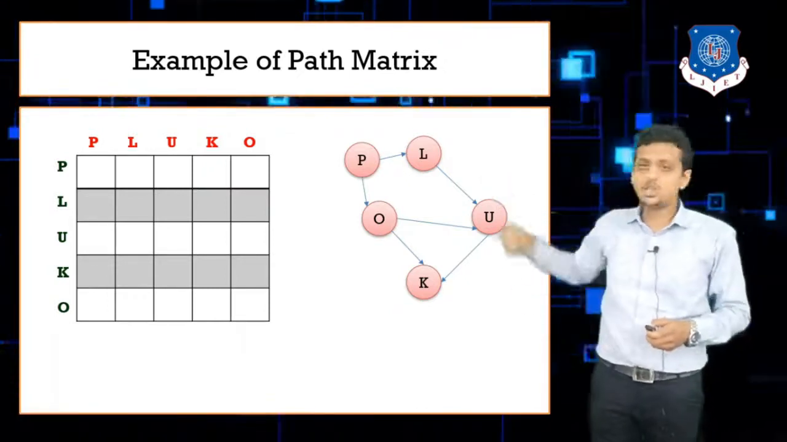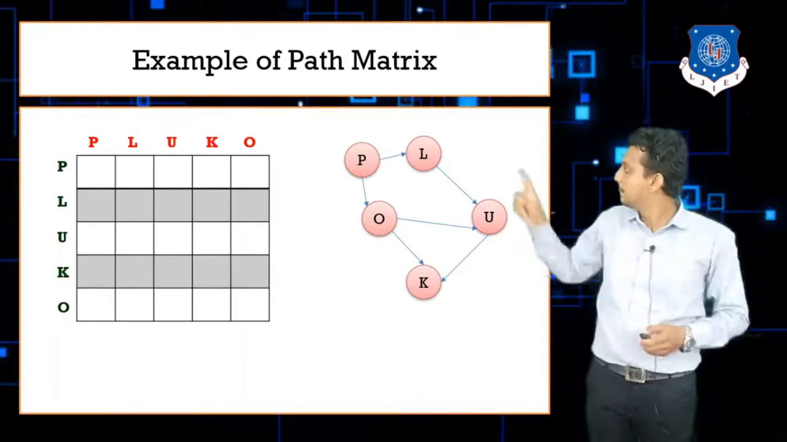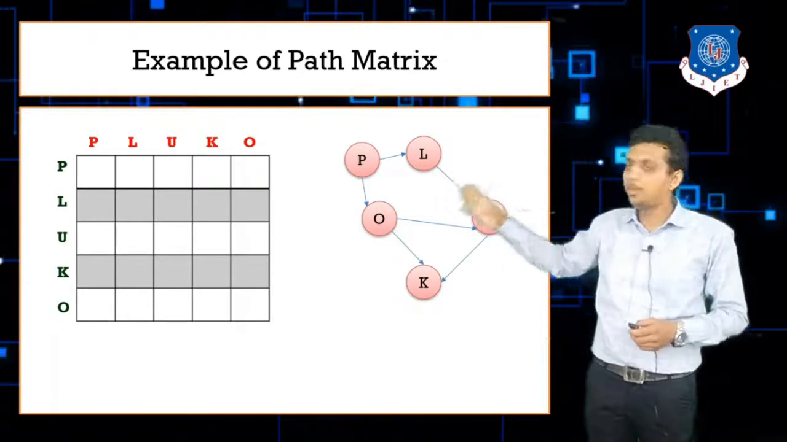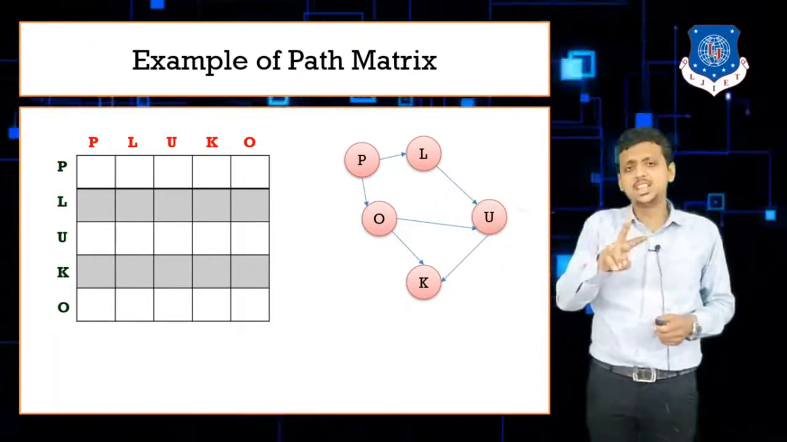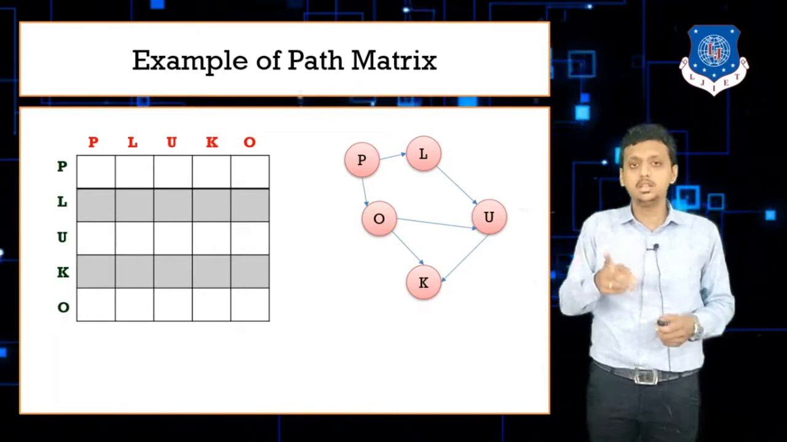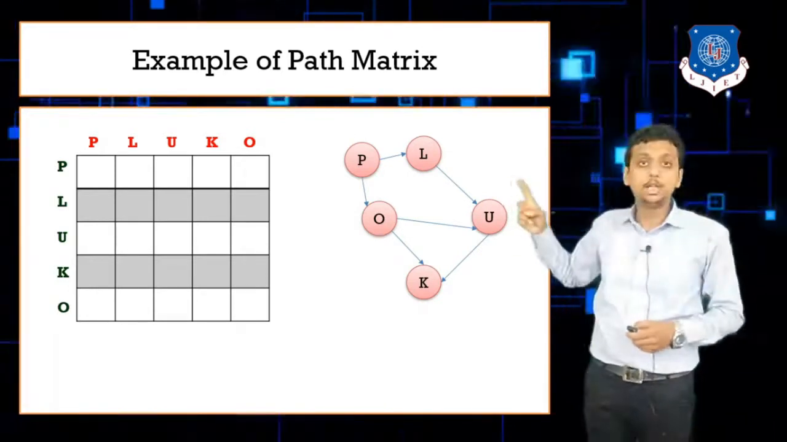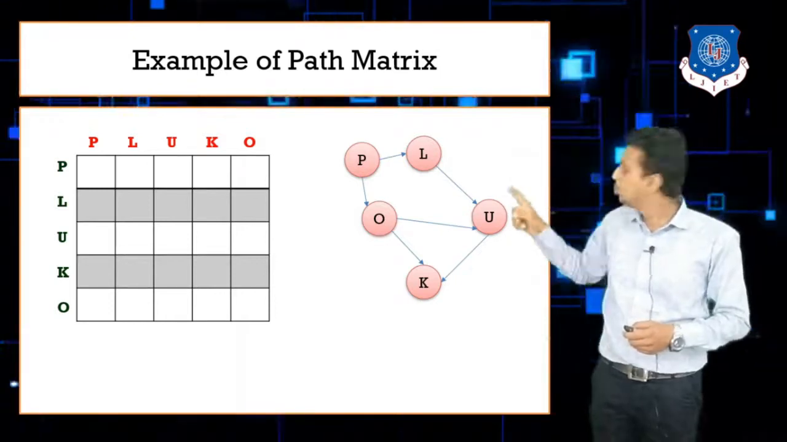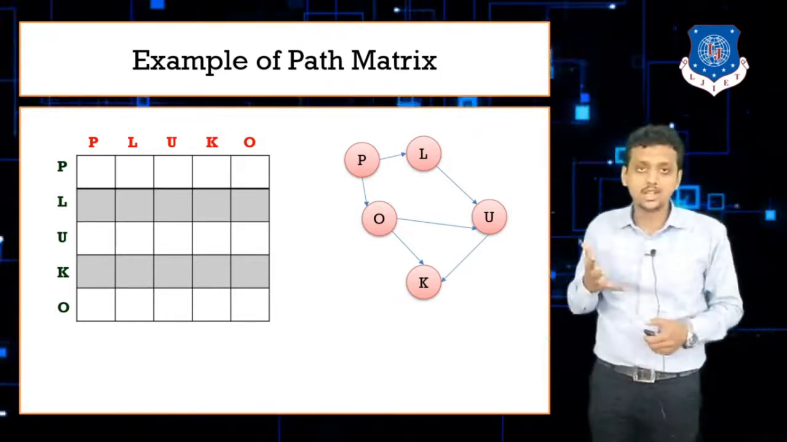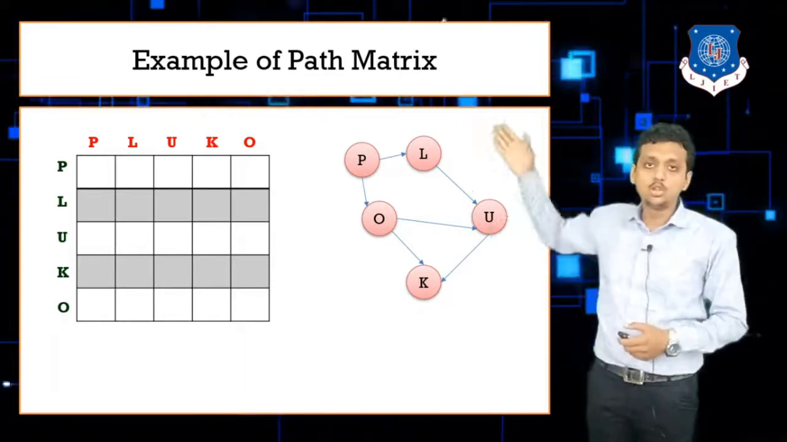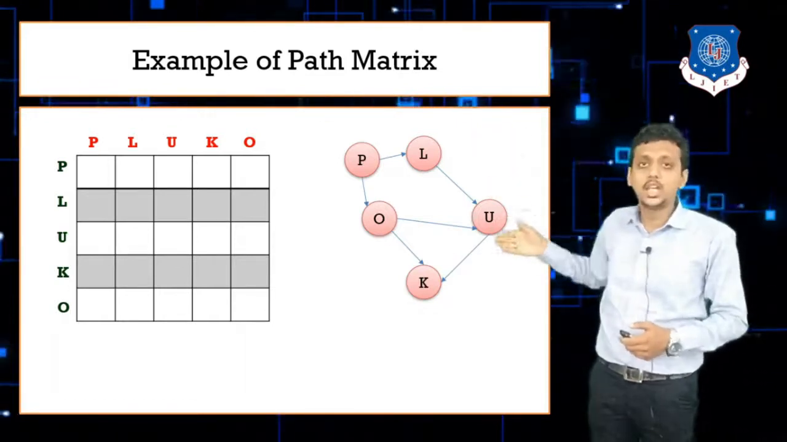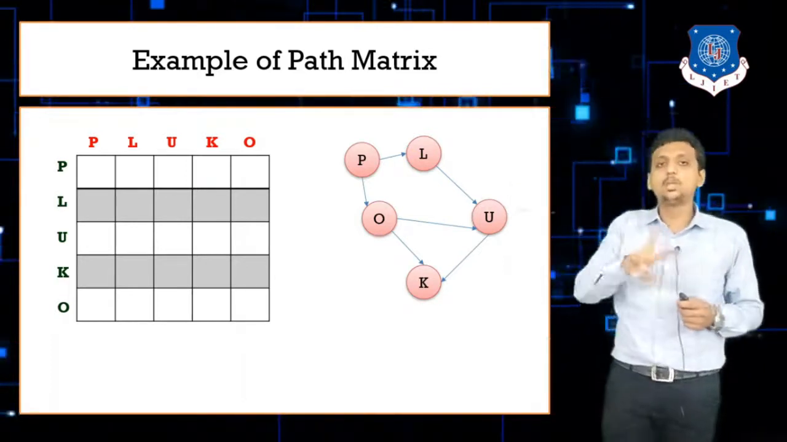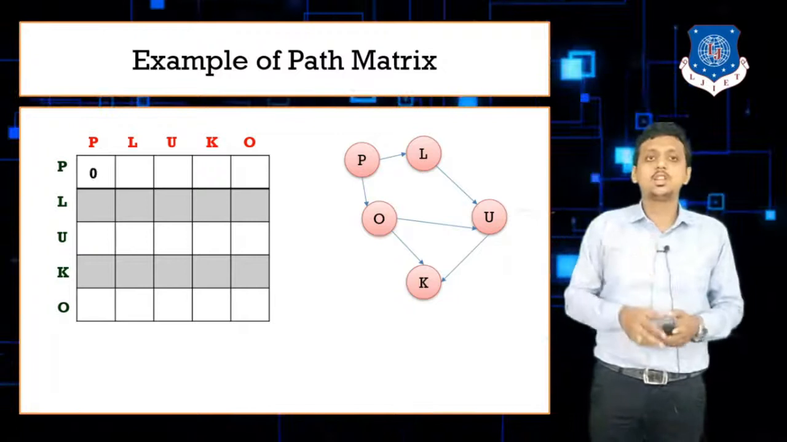See, the first position we have is P to P. Start with the row. Is there any path from P to P? Just check it out. You can start from P to L, so P to L, L to U, U to K, K to where? No path is there. Start from P to O: P to O, O to K, K to U, U to no path. So you cannot go P to P. So just write 0 there.